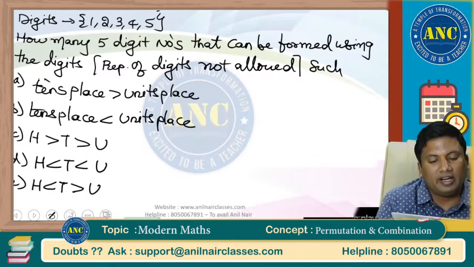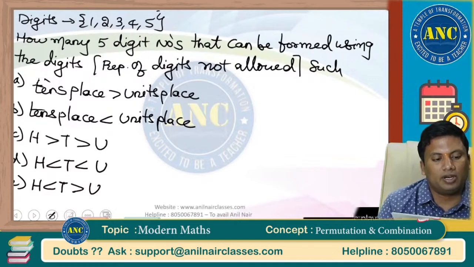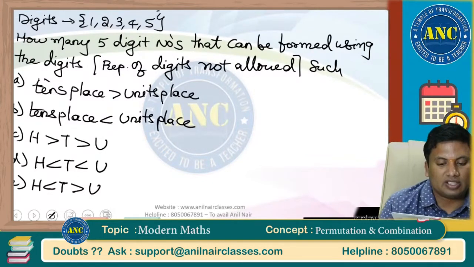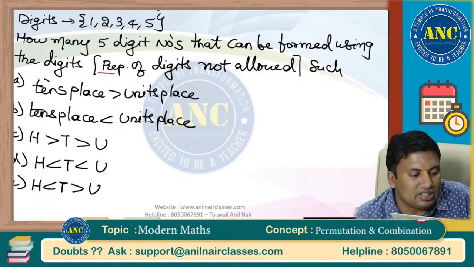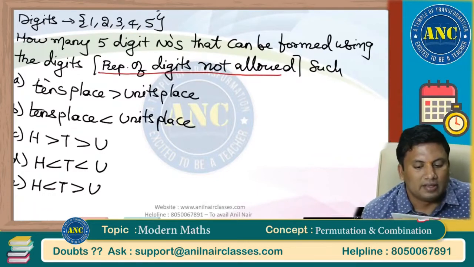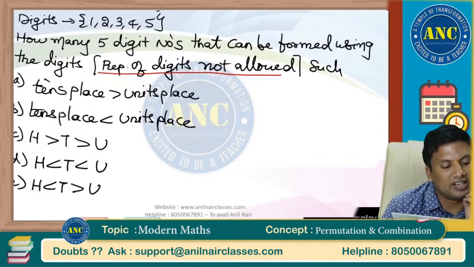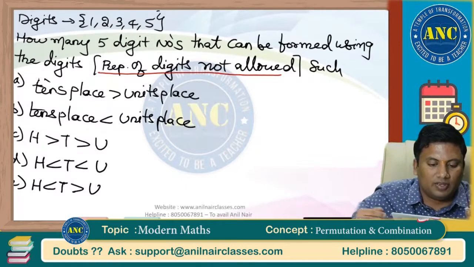How many 5-digit numbers can be formed using the digits 1, 2, 3, 4, 5, such that repetition of the digits is not allowed, such that tens place greater than units place, tens place less than units place, hundreds place greater than tens place, greater than units place. So 3 more questions are there. First we will see the concept.